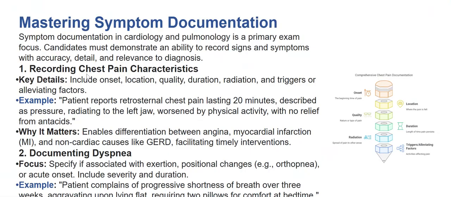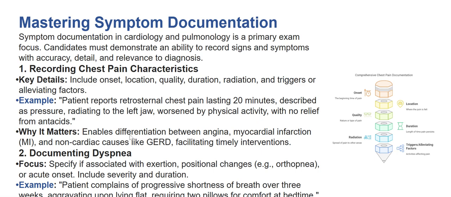Key points. Mastering symptom documentation. Symptom documentation in cardiology and pulmonology is a primary exam focus. Candidates must demonstrate an ability to record signs and symptoms with accuracy, detail, and relevance to diagnosis. Recording chest pain characteristics, key details include onset, location, quality, duration, radiation, and triggers or alleviating factors. Example: patient reports retrosternal chest pain lasting 20 minutes, described as pressure radiating to the left jaw, worsened by physical activity, with no relief from antacids.